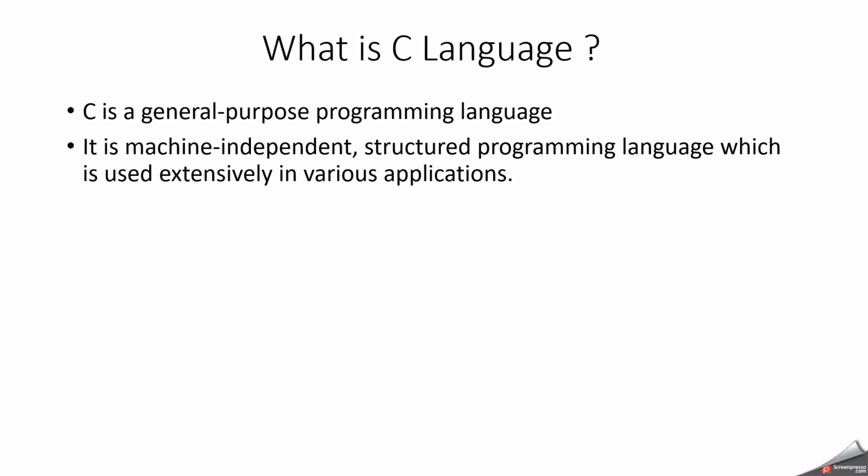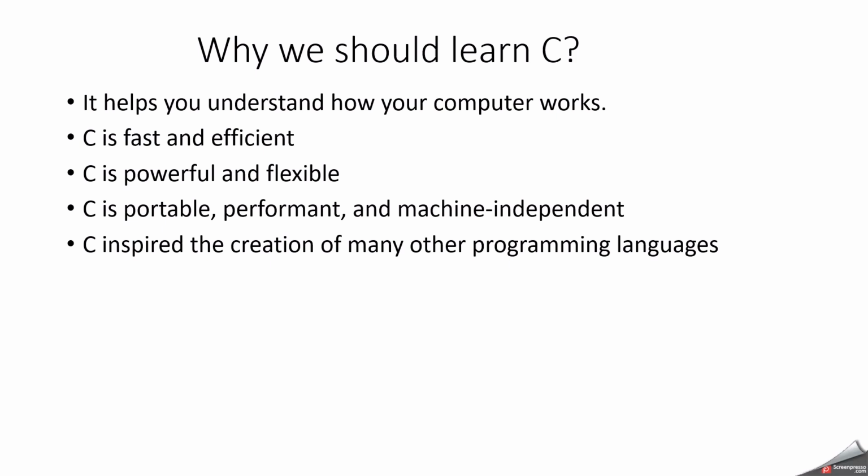Next, we will understand what a C structure is. But before that, why should we learn C? We already discussed that C is actually the base for other programming languages. C is not specifically designed for web, front end, or back end. It's mainly useful for kernel and system software, and at the same time for embedded software. These are all areas where we can use C, and it helps you understand how your computer works. It's very fast and efficient, portable, and at the same time machine independent. So these are all the benefits and flexibility of C.